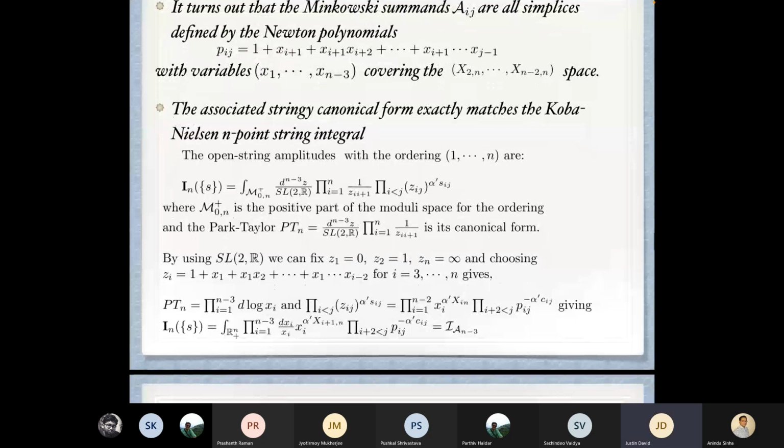A remarkable property of this integral In, which is more special than other stringy canonical forms, is that it factorizes more nicely than the others do. It factorizes into products of integrals of the same kind.